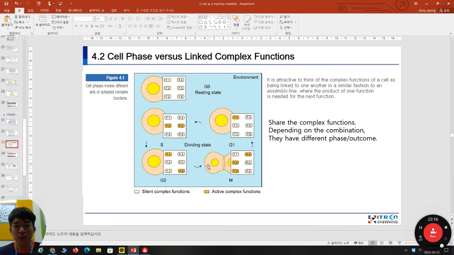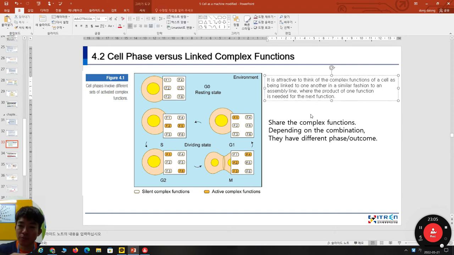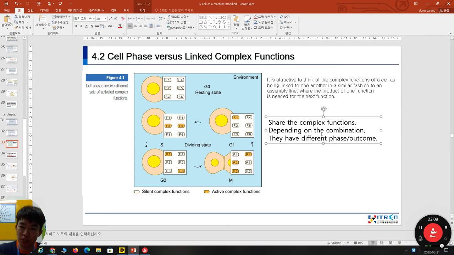So okay, your cell can be in many phases: G0, G1, S, G2. But let's say you have 6 modules: in the G0 rest phase, all modules turn on. But from G1, F1 turns on, and then in S, F2, F5, in G2, F1, F6, and in M, other things turn on. Which means, depending on the cell phase, the modules that are on and off are totally different, but in that case, they also share some modules. Okay? As I told you, the cell has certain modules that always determine multiple functions. So they share complex functions, and depending on the complex combination, they have different phases or outcomes, even in different cell phases.